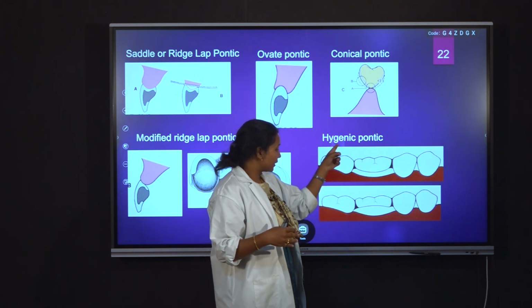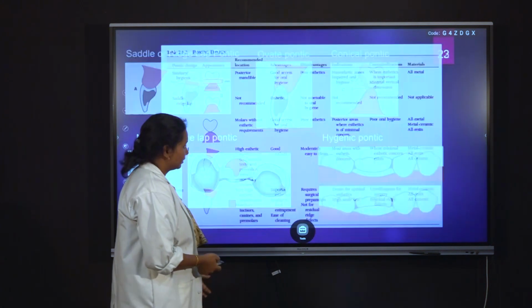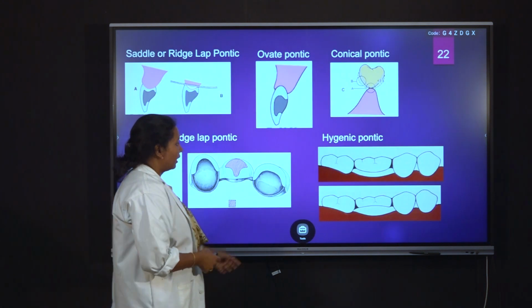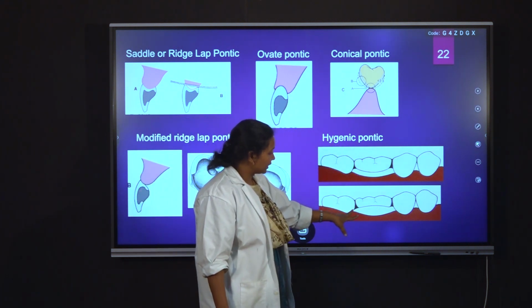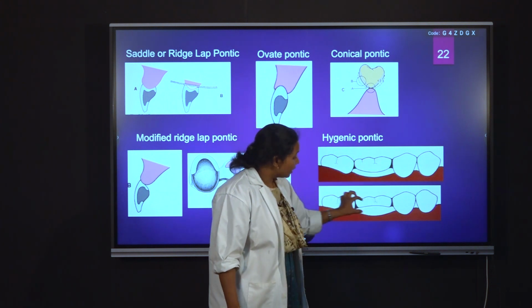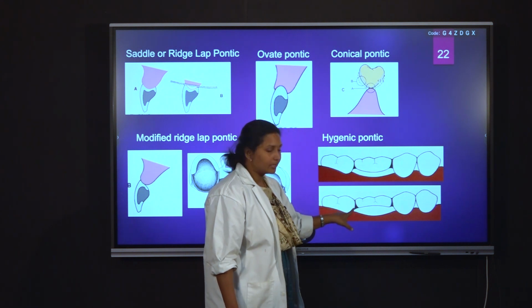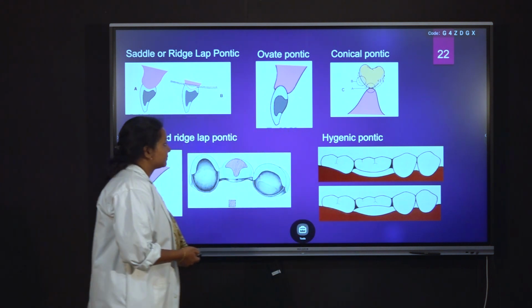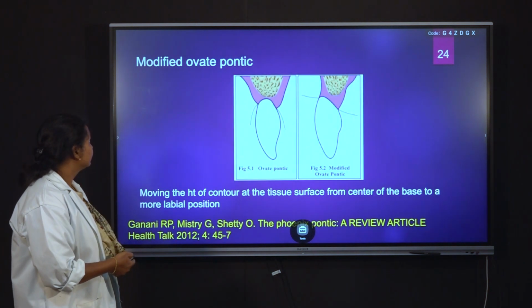So in order to overcome this, they have modified this hygienic Pontic. This is called modified hygienic Pontic, where they have turned this design to a hyperparaboloid shape, so that here the connector thickness and width will be increasing. These are the different types of Pontics.